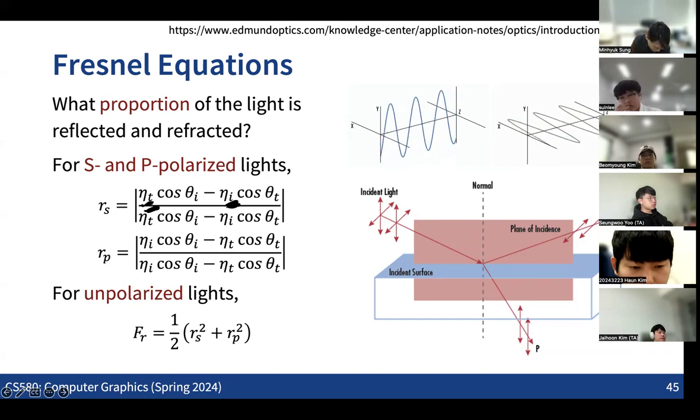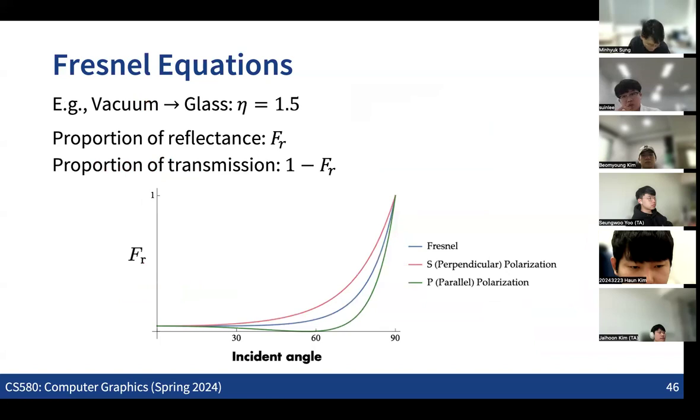So actually what you can see is this kind of graph, when the light is coming into the glass from the vacuum, with a relative index of refraction of 1.5. Then we can see that depending on the angle of incidence, the Fresnel coefficients, the fraction of the reflection, change like this.